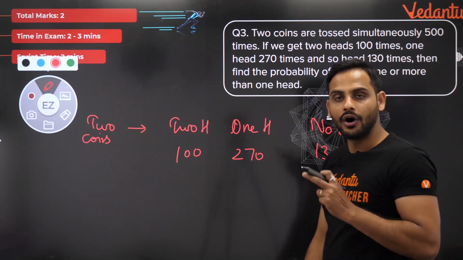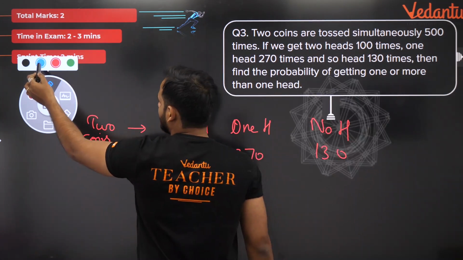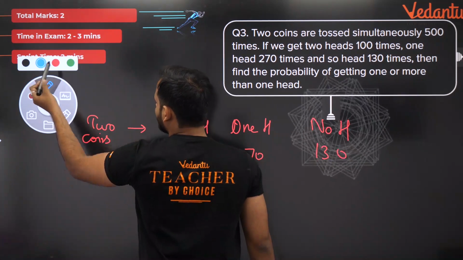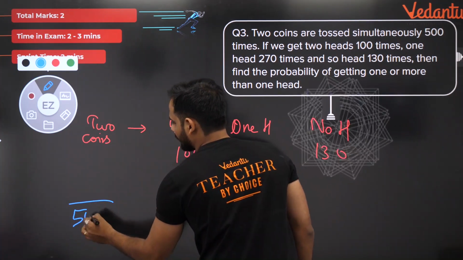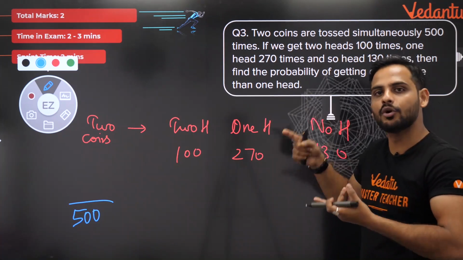Getting 1 or more than 1 head. So getting 1 head, now let's talk about the favorable. But these are all the cases. So the total cases I have is 500. Let's talk about what is the favorable. Favorable means what they are asking: 1 or more than 1 head.